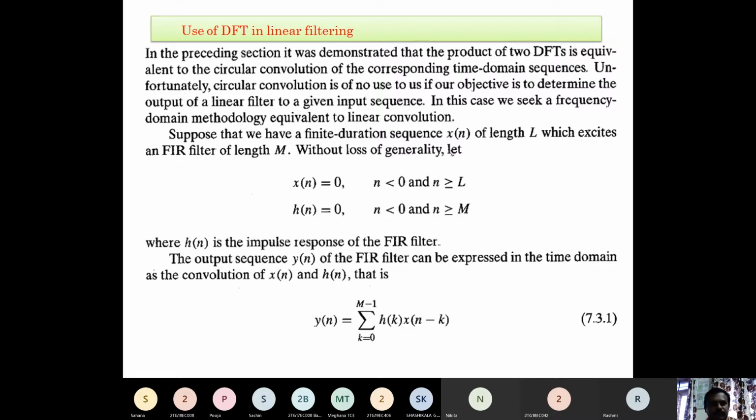That concept, how to get the DFT of such a signal, is about the use of DFT in linear filtering. In the preceding section it was demonstrated that the product of two DFTs is equivalent to the circular convolution of the corresponding time domain sequences. The result for same-size signals is also of the same size in circular convolution.